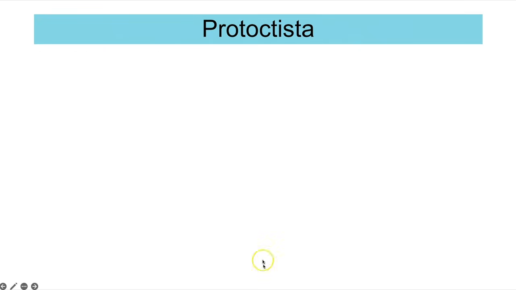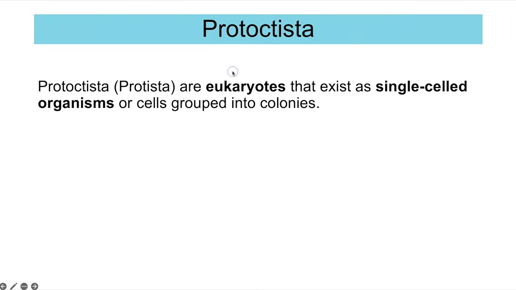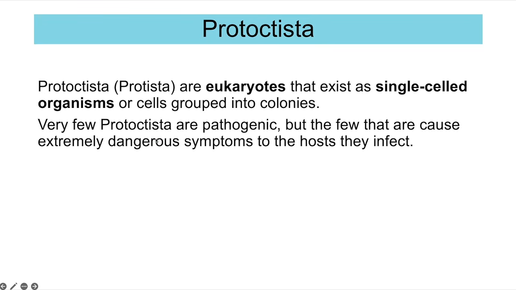Then we look at the protoctists. The protoctista or protists are eukaryotes. They're single-celled organisms or cells grouped into colonies.